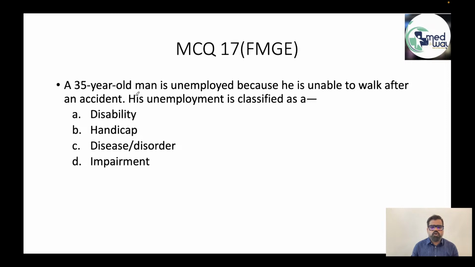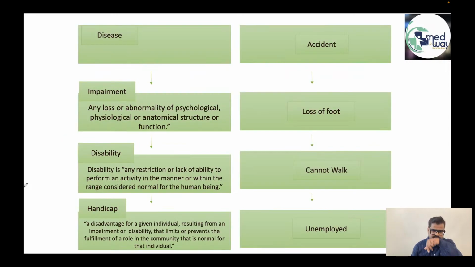A 35-year-old man is unemployed. The person is unemployed because he is unable to walk. Okay, the person cannot walk, so he is not getting any job, so he is unemployed. So how do you classify his unemployment? Is it disability? Is it handicap? Is it disease, impairment? Now the answer here is handicap, right? I'll tell you why and how. If such a question comes, what is the basic understanding? What is the concept? Now try to understand.